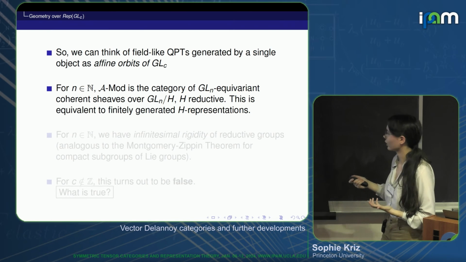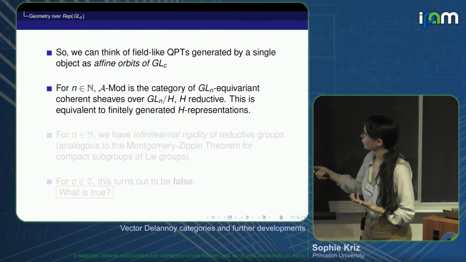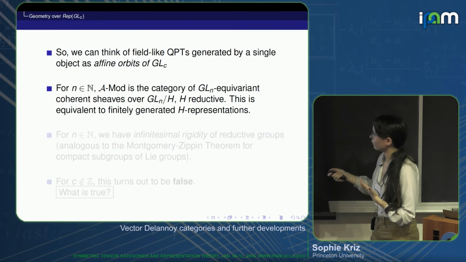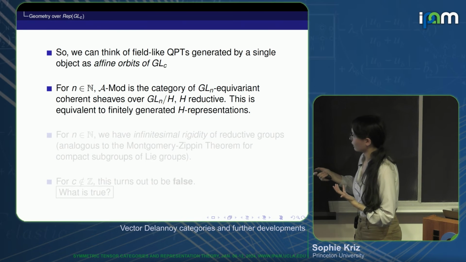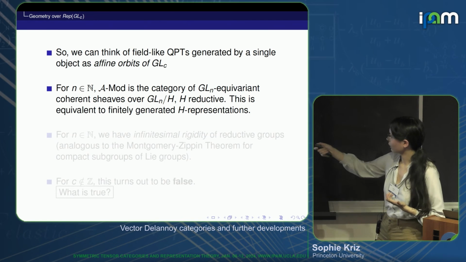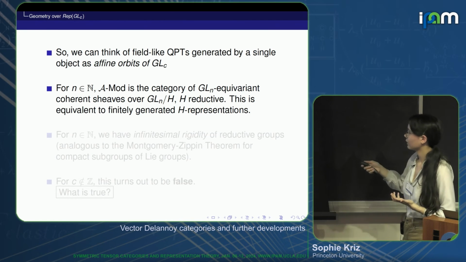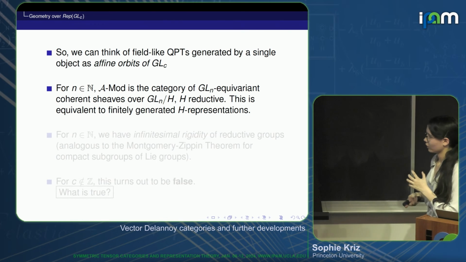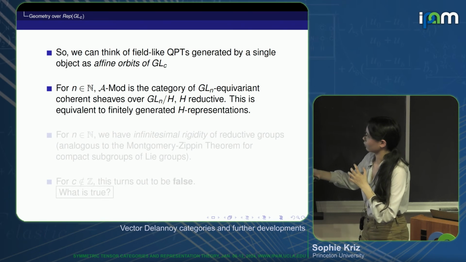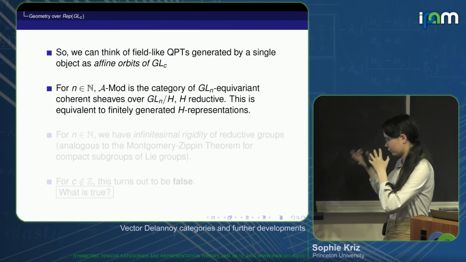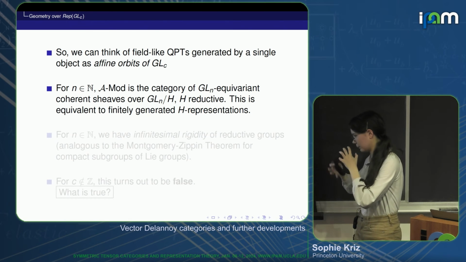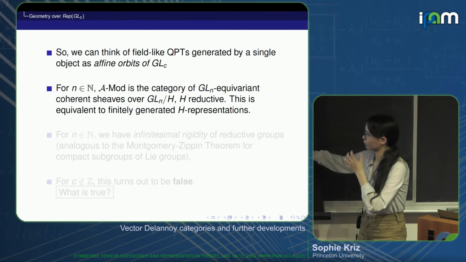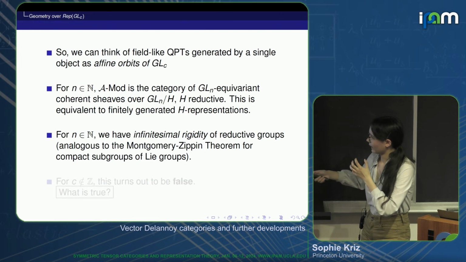And what really makes me think that this is a good thing to consider is that for N in the natural numbers, the category of A-modules is a category of GL_N-equivariant coherent sheaves over GL_N over H, for H reductive, where we really want GL_N over H to be affine. And so this is equivalent to finitely generated H representations. So the category of A-modules should be these. So what we are really doing is interpolating H representations for these reductive subgroups of GL_C.